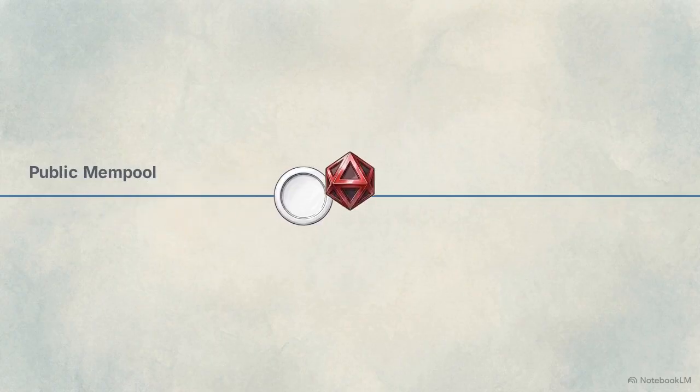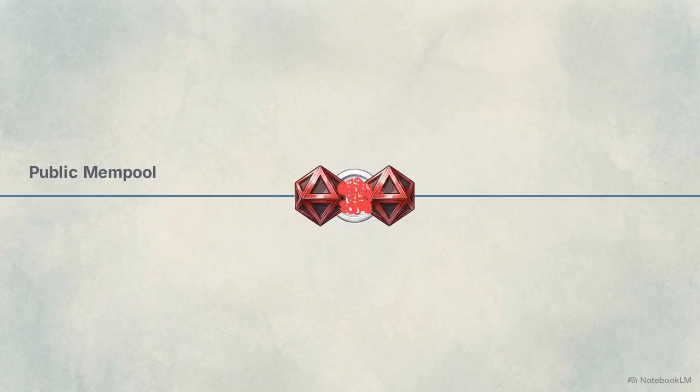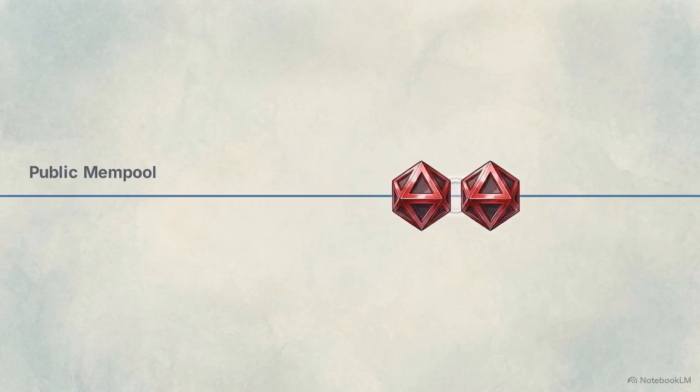In an MEV sandwich attack, a bot identifies a pending trade, placing its own buy order immediately before and a sell order after. This manipulates the price, forcing the user to pay more. The price difference, the slippage, is captured by the bot as profit.